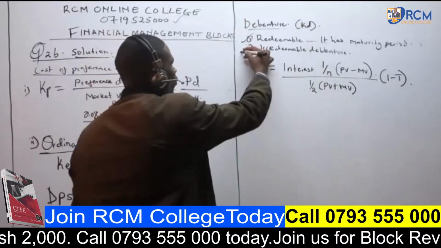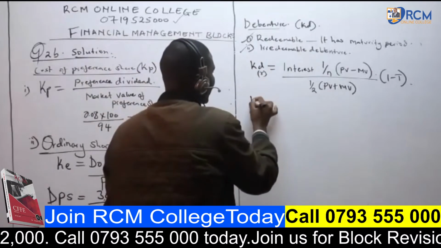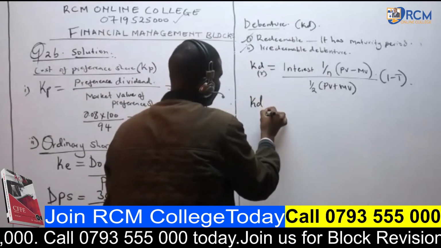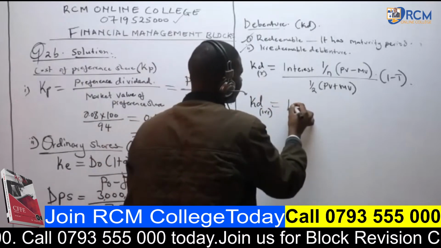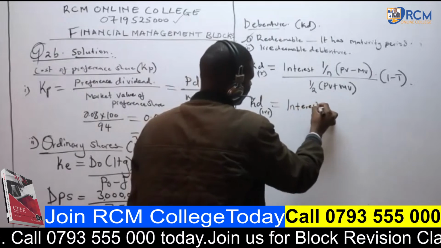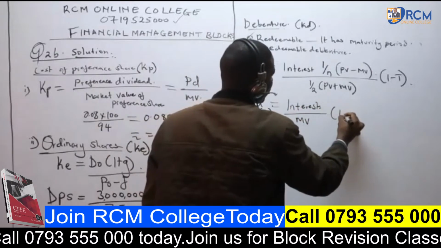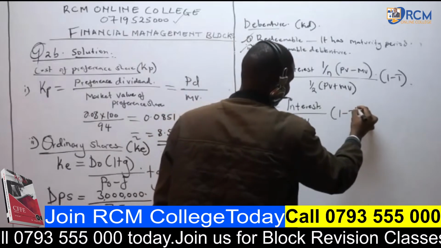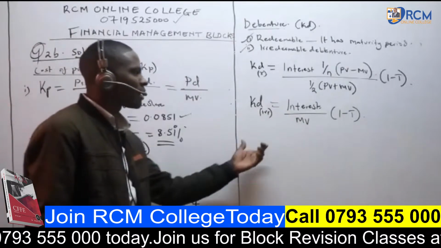What about now for irredeemable? In our case, we are going to use the irredeemable. KD for irredeemable, allow me to put it as IRR, will be given by interest divided by market value, and then this one we adjust for tax, 1 minus T. And our tax rate is 30% as provided by the examiner.